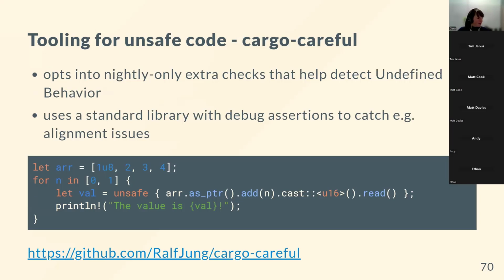Also want to call out cargo careful, which again makes use of nightly, but unlike Miri, it's a bit simpler and doesn't catch as much. It opts into nightly-only checks that help detect undefined behavior. And it also uses a version of the standard library with debug assertions to catch things like alignment issues such as this. And it's owned by Ralf Jung again, who's the person who also works on Miri and did that talk that I mentioned earlier. I'll drop the links in Discord after this to all those things.